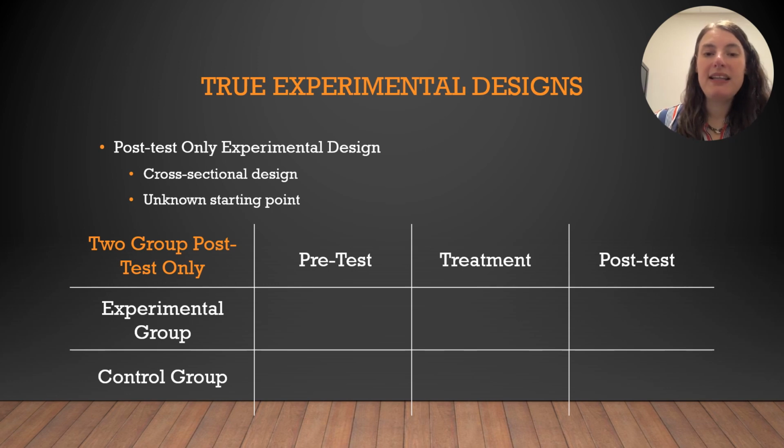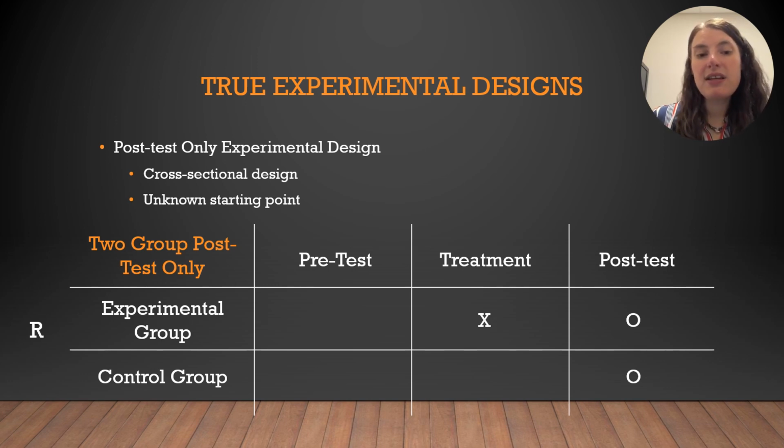Now this time we're going to leave the pretest column blank because there is no pretest. Instead, we start with the X for the treatment and then we add a post-test to both groups. And once again, we will use random assignment, so we include our R to the left of the map. As you can see, the major limitation of the post-test only experimental design is that without a pretest, we cannot compare the pretest to the post-test values.